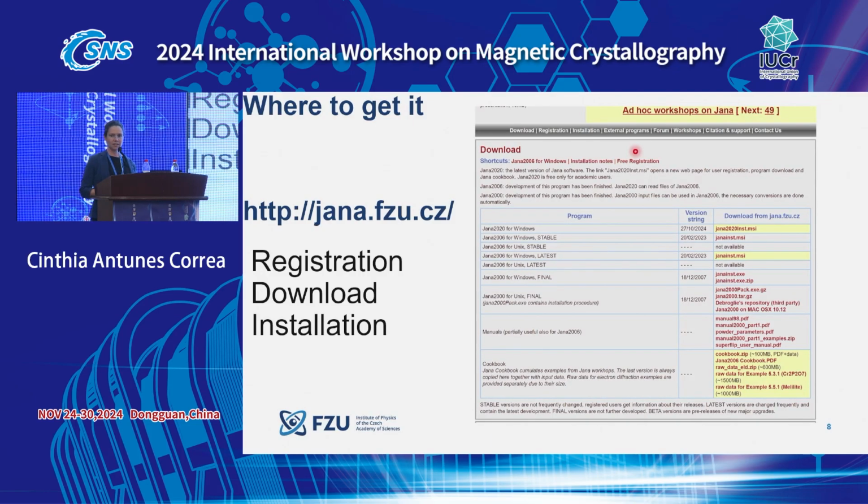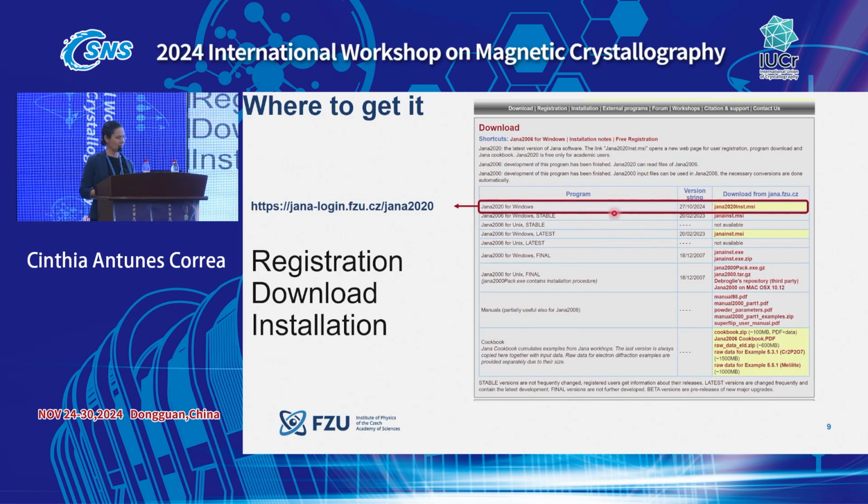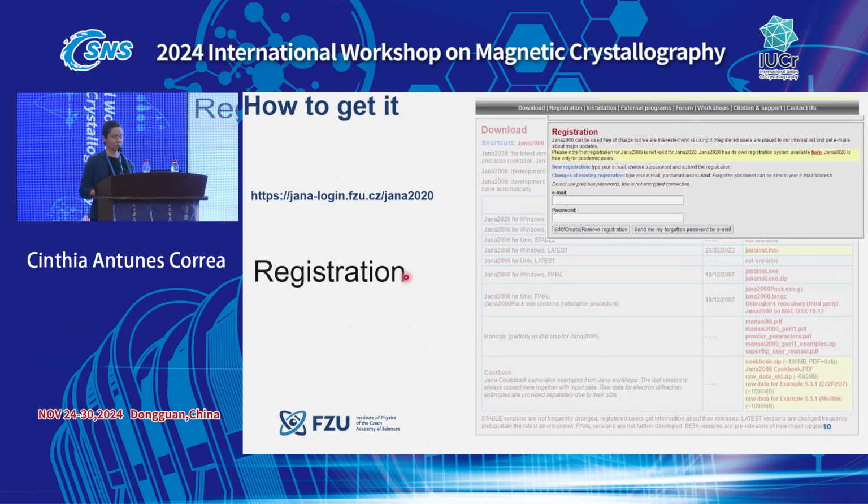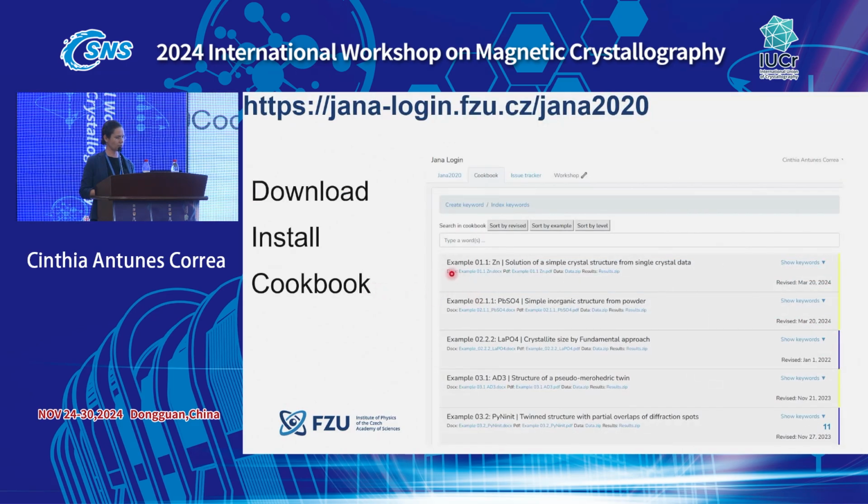How to get JANA and where to get it. If you just Google JANA 2006 or JANA 2020, it will send you to this website, and from here you can find links to register, download and install JANA. If you click here to download the latest version, this link will send you to a registration page where you can register yourself. Once you have your registration, you can download and install the software, and you also have access to the cookbook.